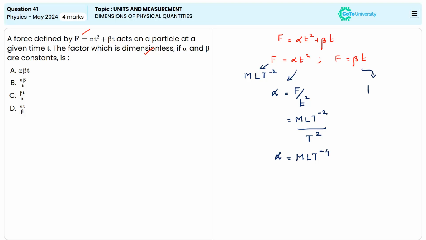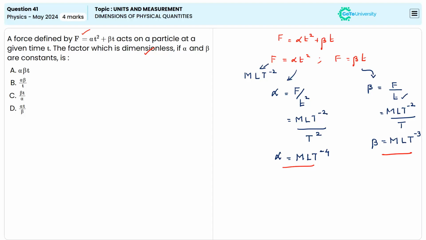Similarly, we can calculate the dimension of beta is equal to F divided by t. The dimension of F is M L T power minus 2 divided by the time dimension, which will be T here. When we are simplifying, we will get the dimension M L T power minus 3. So now we have the dimensions of alpha and beta, and we can apply them to the given options. So we can form the answer, which will not have a dimension.